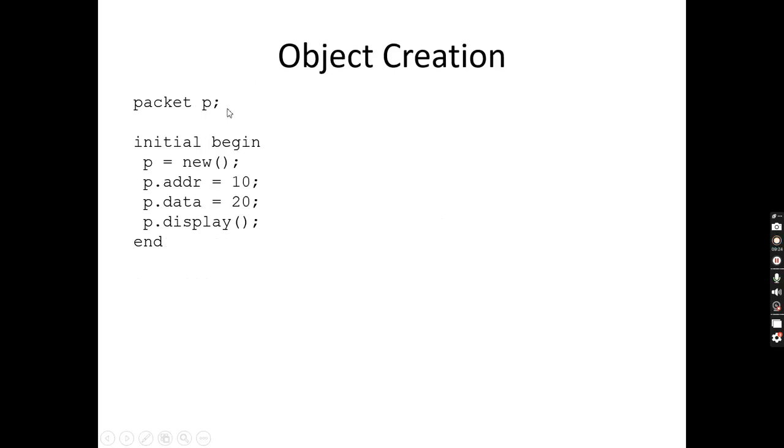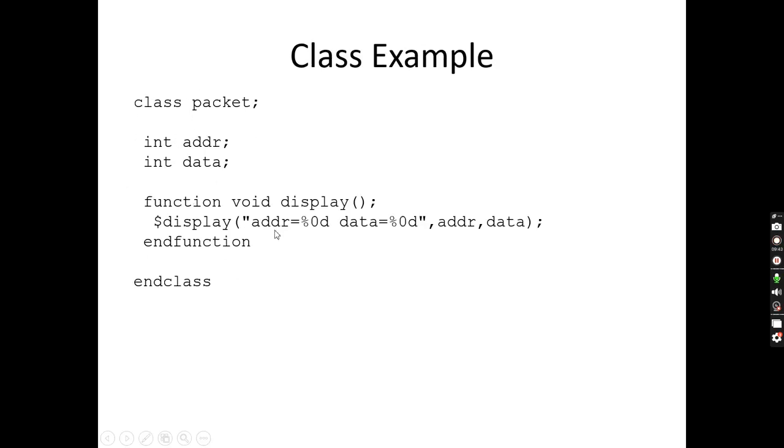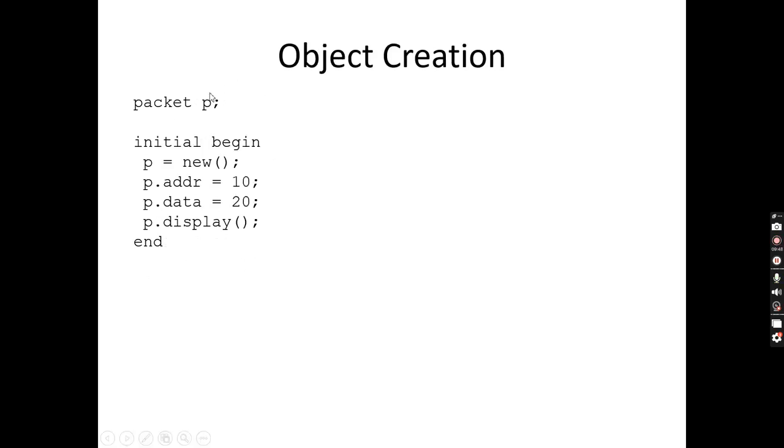So this is the handle: Packet P. P is the handle. Just giving P as a handle doesn't allocate the memory. We have to follow some steps to allocate the memory. So at runtime, I'm using P equal to new. Now the memory is allocated for this class at runtime. Up to compilation time, there was nothing. Now memory is allocated whenever you call the new method through the handle. Now the class is able to store values, and we can manipulate and access what is inside the class.